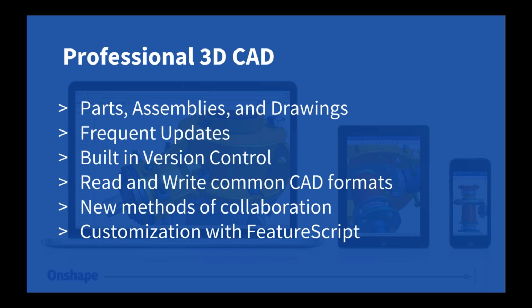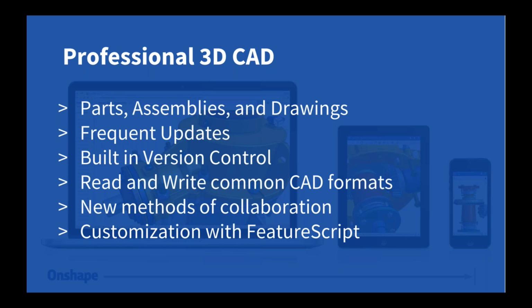The next thing I want to mention is customization with FeatureScript. FeatureScript is a programming language that Onshape developed that allows you to build your own custom CAD features. So if you've ever had an interest in designing your own CAD feature that did a series of steps and saved you a lot of time, or maybe you wish you had an option in a certain command, chances are you can build it with FeatureScript.